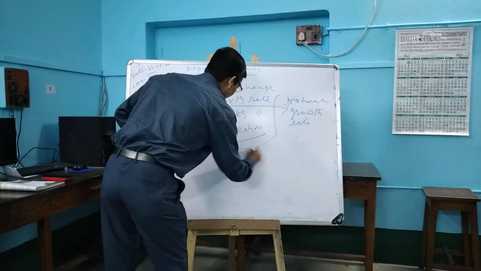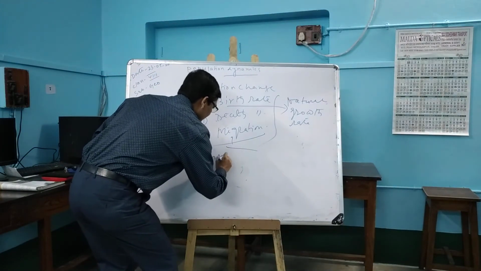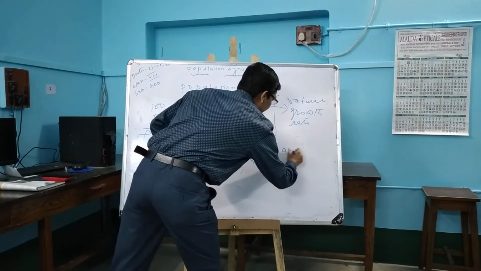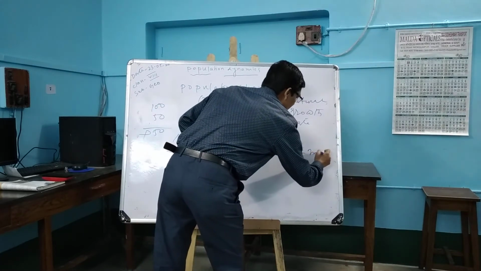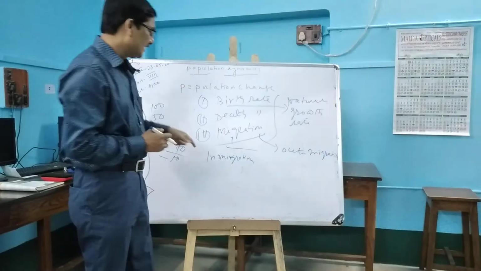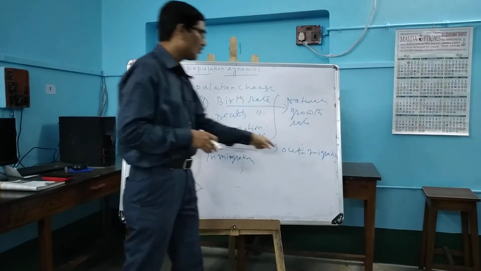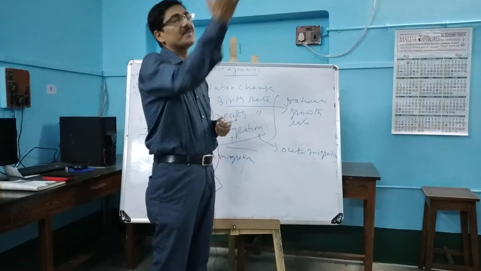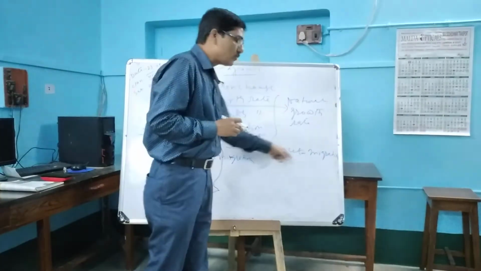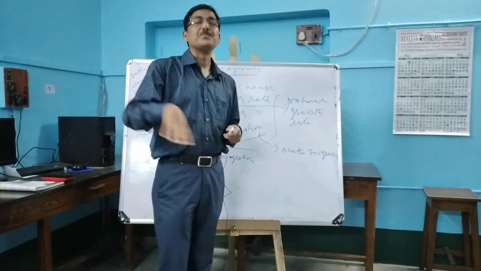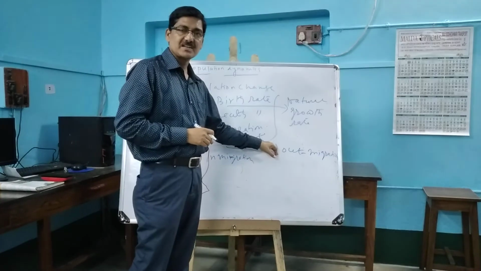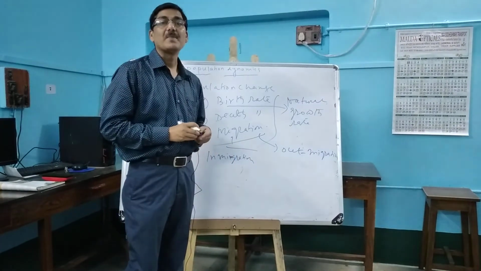Migration may be in migration or out migration. In migration is within the country, and out migration means out of the country. When people move out to another country, that is called out migration. The movement within the country is called in migration. Out migration and in migration.